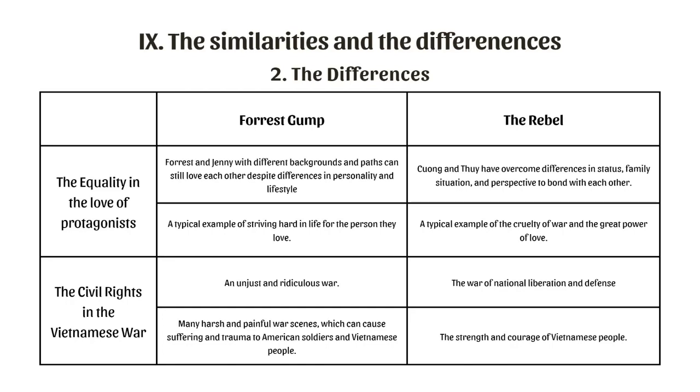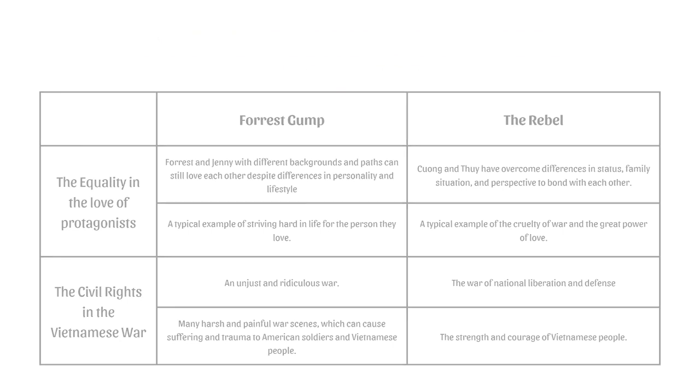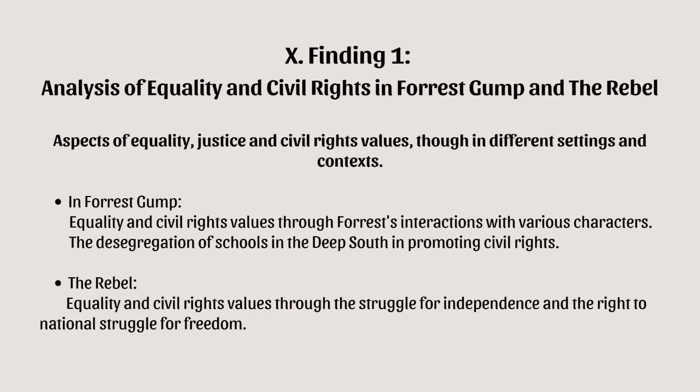Now, finding one. Forrest Gump (1994) and The Rebel (1937) are two films that include different aspects of equality and civil rights, appearing in different settings and contexts.